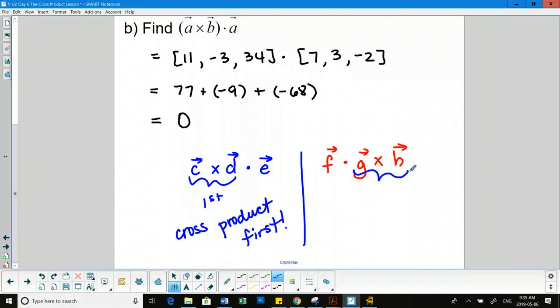So this right here would be the first thing I do, the cross product. Again, if I do the dot product first, I get a scalar, and then I'm trying to cross a scalar and a vector, and I can't do that. I can only cross a vector with a vector. Okay, so that is what we want to make sure we do.